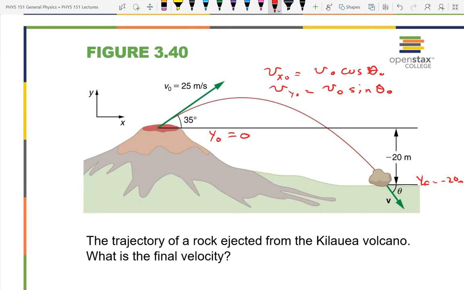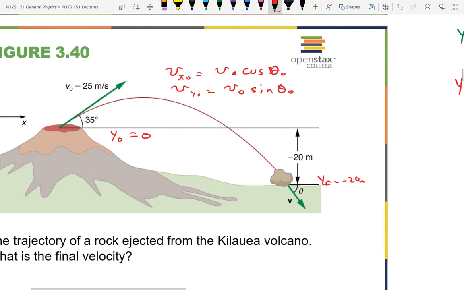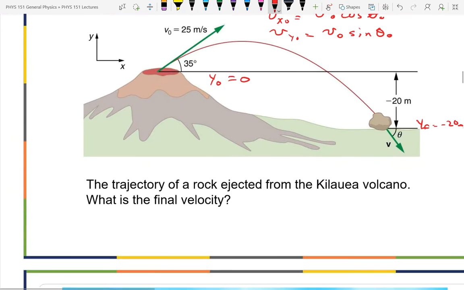How many answers do I get when I find the final velocity? 2. Because when you do the square root, you get a plus or a minus. But looking at the situation, which answer is correct? The negative. Okay, I will do that. Well, I'll do it here. It's short.